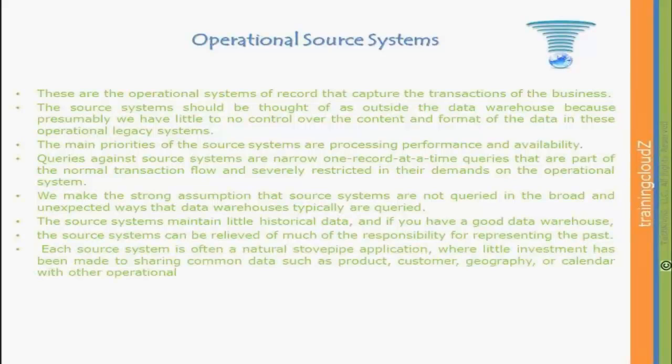And then each source system is often a natural stovepipe application, where little investment has been made to share common data such as product, customer, geography, calendar with other operational source systems. So what it means is a stovepipe. You have a gas cylinder and a stovepipe, which will give you only a little gas, as much as is required. If you try to give the entire gas from the cylinder, it's going to burst. So the stovepipe example is the right thing to talk about an operational source system.